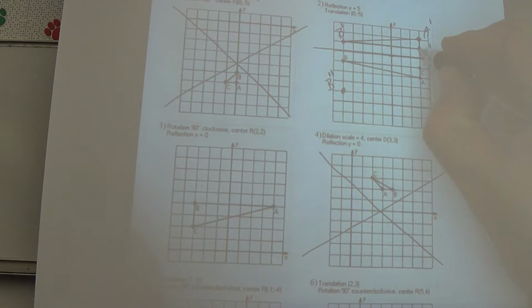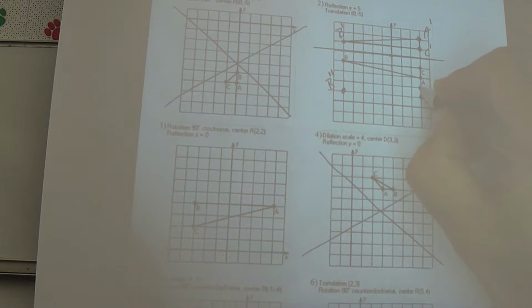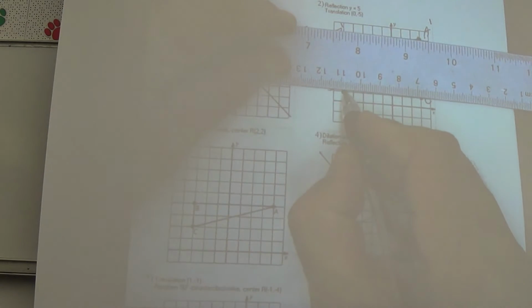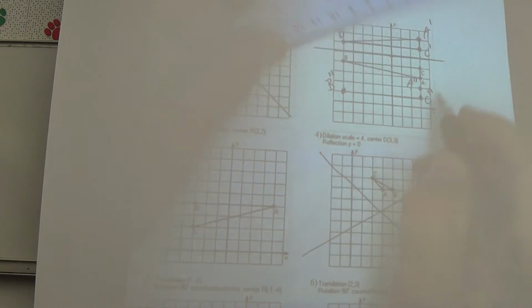We're going to move this one down 5. So 1, 2, 3, 4, 5. This is now C prime prime. And then we move the A down 5. 1, 2, 3, 4, 5. This is now A prime prime. And you're going to connect those lines as well.